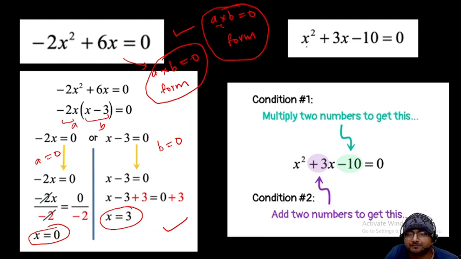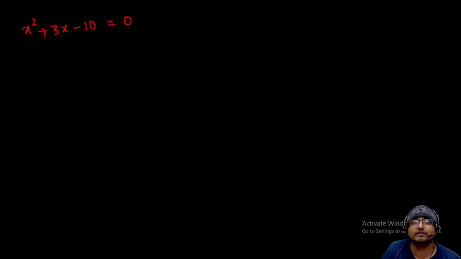x square plus 3x minus 10 equal to 0. So let us take that equation. x square plus 3x minus 10 is equal to 0. Okay, so now this is in the standard form. We will do this in two methods. What is the first method? Comparing it with the standard form.